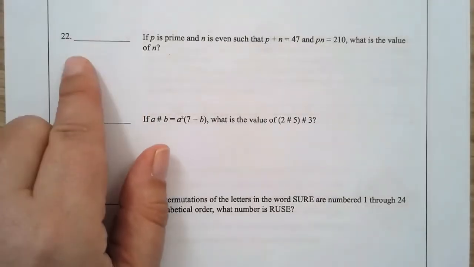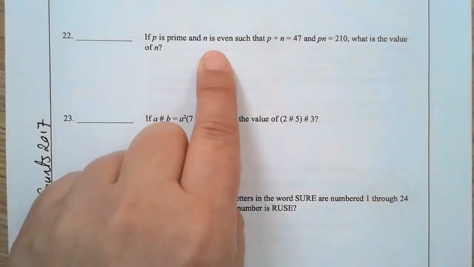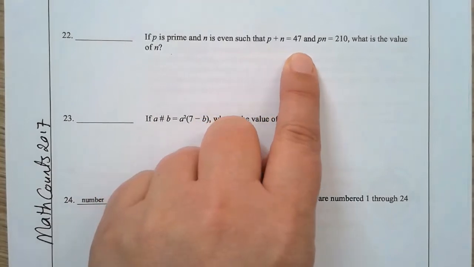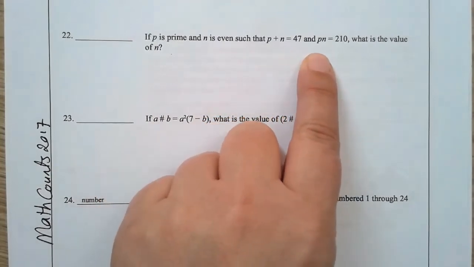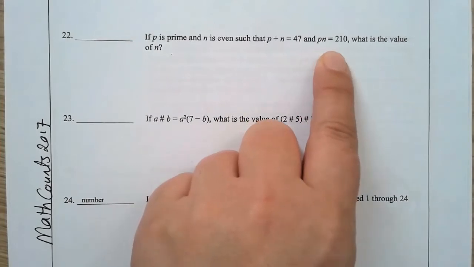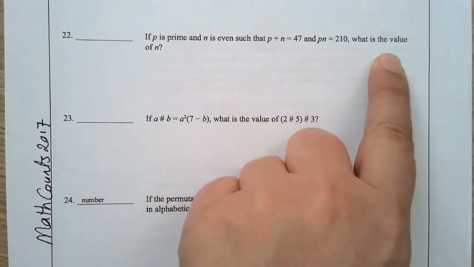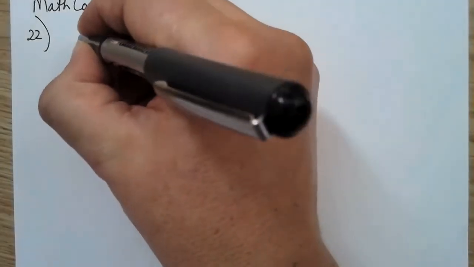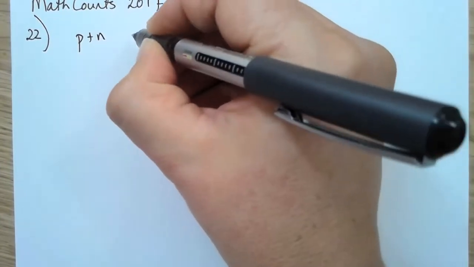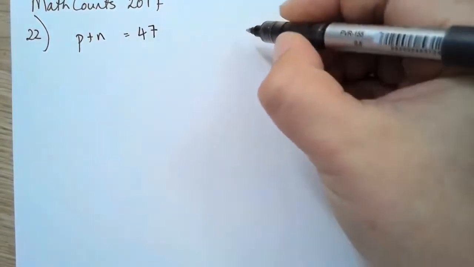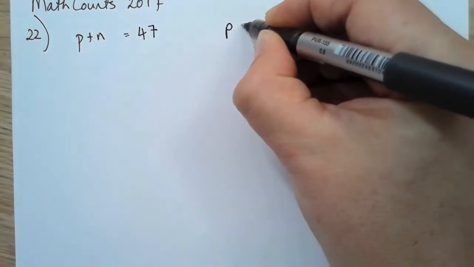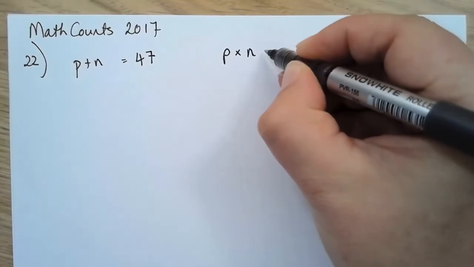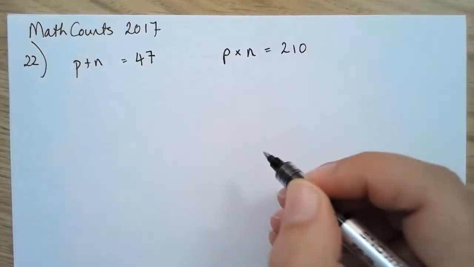Question 22. If P is prime and N is even such that P plus N equals 47 and P multiplied by N equals 210, what is the value of N? So we're told in the question P plus N equals 47. We're also told that P, and I'm going to put a multiplication symbol in here just to make it very clear, that's P multiplied by N is 210.